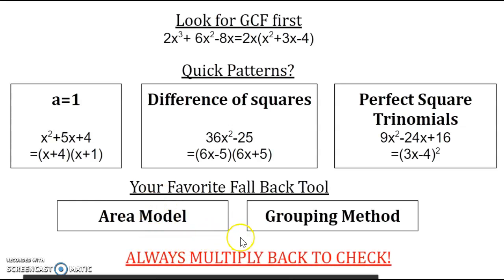And finally, as always, regardless of which method you use, you should always multiply back to check your final answer to make sure that when you multiply it back, you get back to the original quadratic expression. So that's the way to make sure that you're doing things correctly.